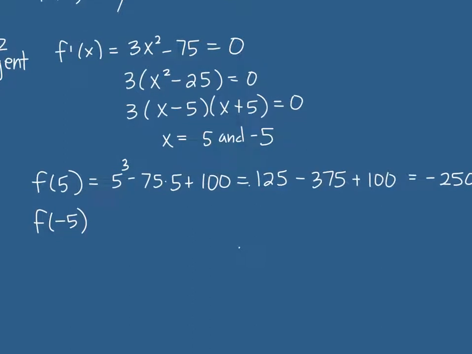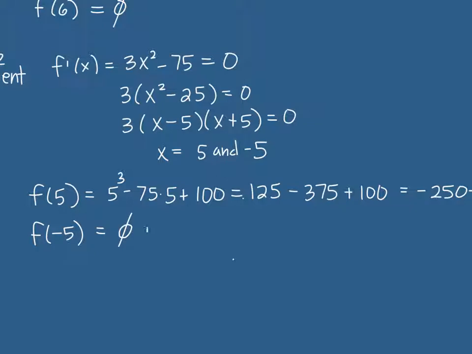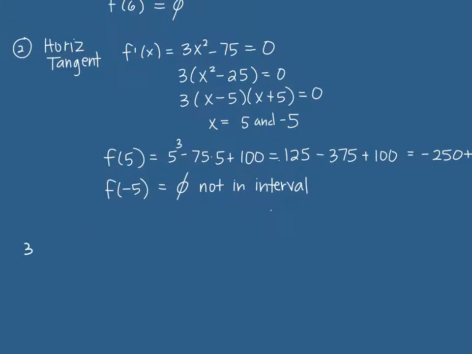Okay, f of negative 5. Now I could spend the mental energy to plug negative 5 in, but remember what our domain was. Our domain is where to where? 0 to 6. So I don't need to spend the mental energy to do that because it's not in the domain. All right, so then we can move on.